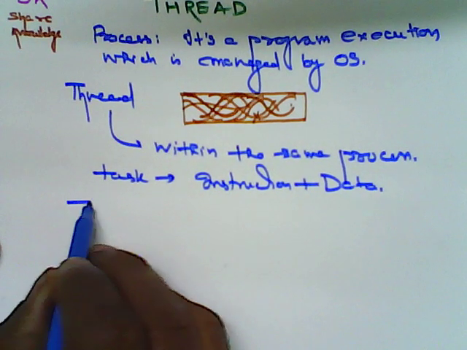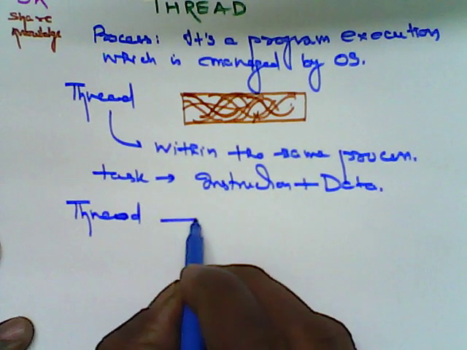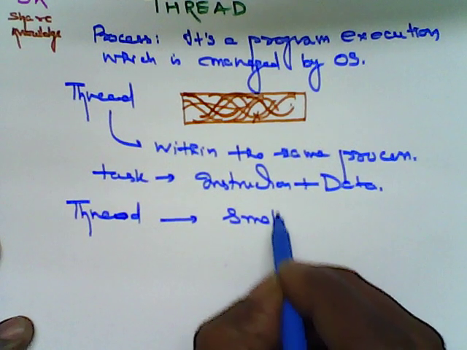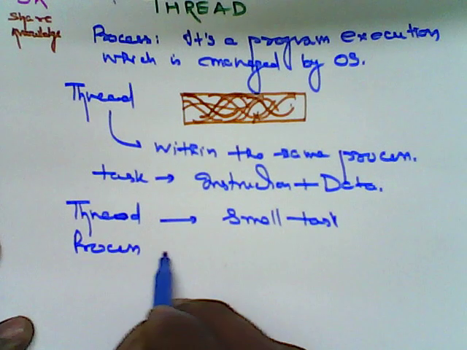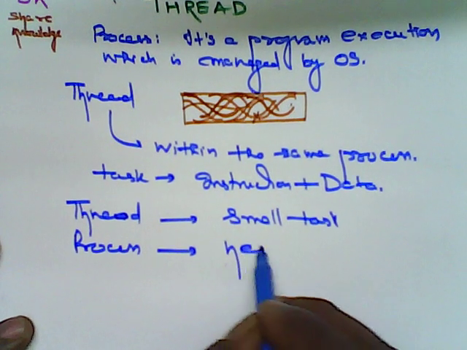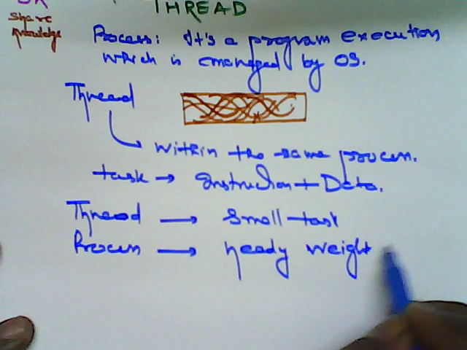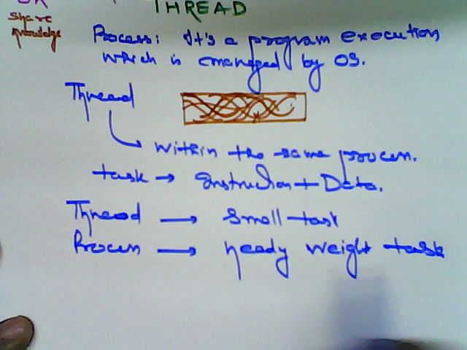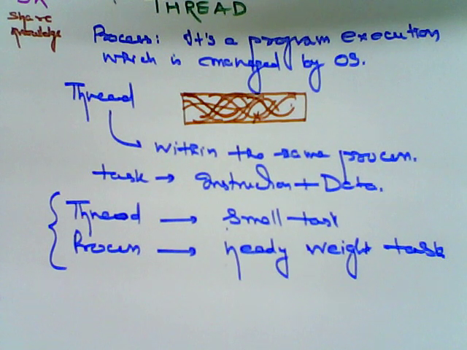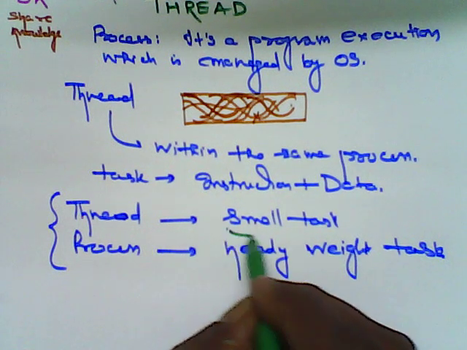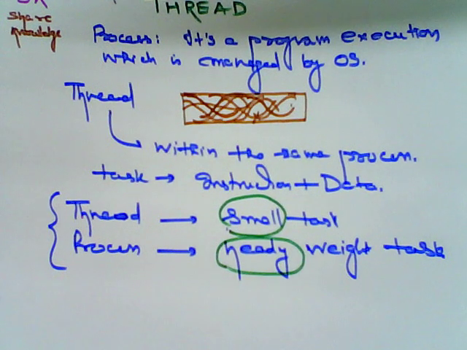Now a thread, we can say, performs a small task, whereas a process performs a heavyweight or heavy duty task. Both carry out the task, but here the thread performs the small task, whereas the process performs the heavy task. That's the difference.